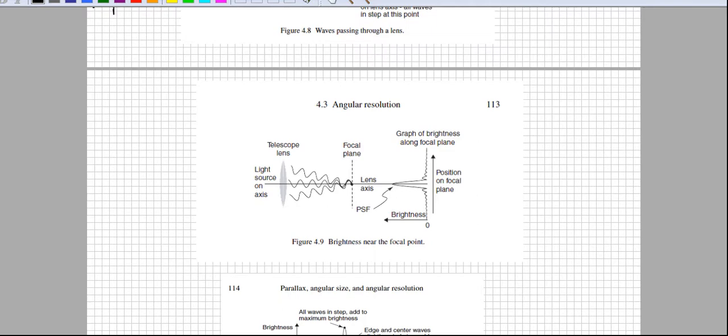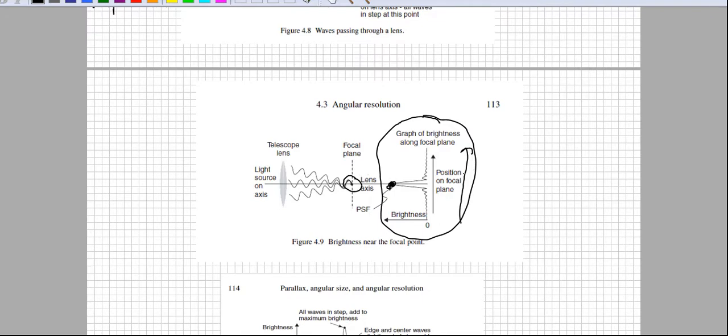Here, we've scooted things to the left a little bit so we could put a graph on there so you can see what's going on in the focal plane. And it's a graph of the brightness. It's on its side so that you can imagine moving up the focal plane and plotting the brightness of the light at every point. So here's the point of maximum brightness. That's where all the waves are adding in phase.